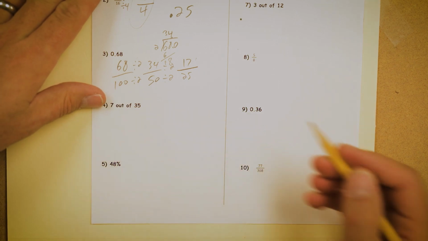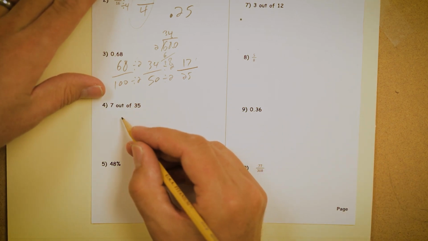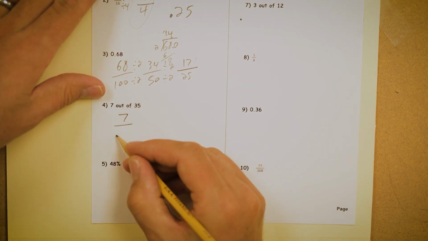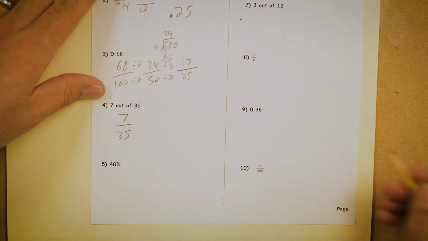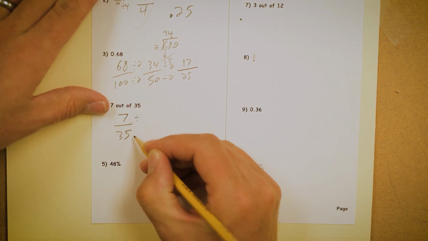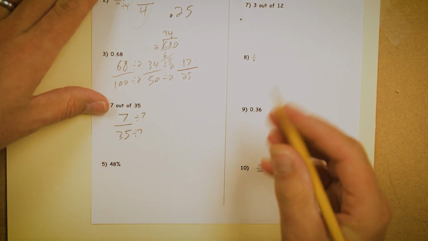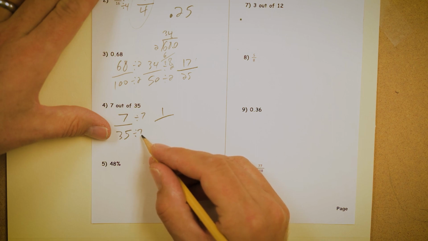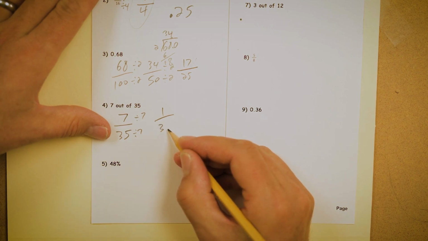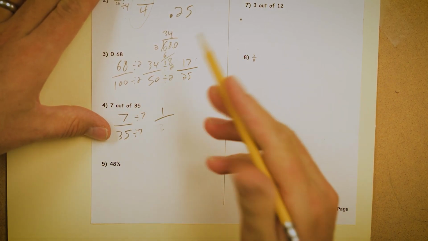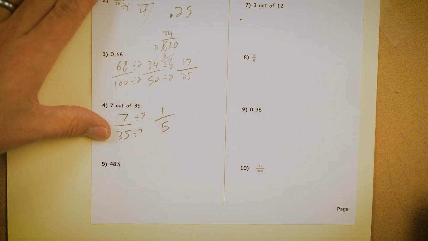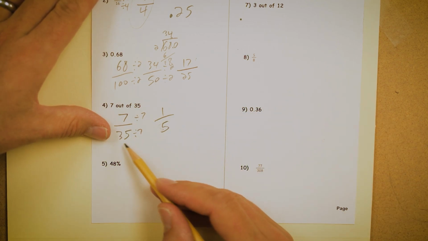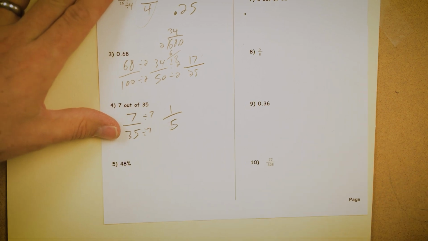7 out of 35. Don't let the language confuse you. 7 out of 35 is 7 35ths. Divide the top by 7. Divide the bottom by 7. Is 1 over how many times? What times 7 equals 35? 5 times 7 equals 35. So 35 divided by 7 equals 5.